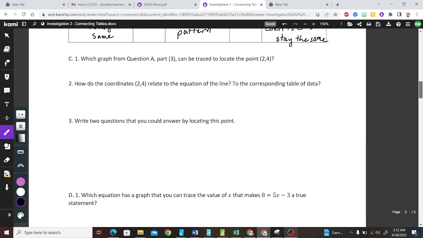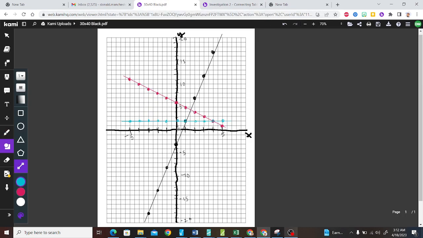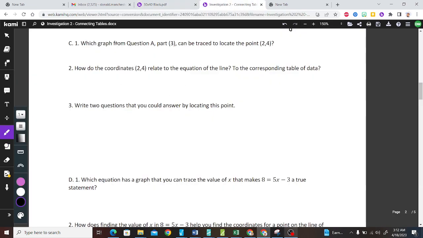Okay, changing ideas. Which graph from question A, part 3, can be traced to locate the point 2, 4? So let's go back here. 2, 4, there's 1, 2, up to 4, that's right here. That was the red line, the second line I graphed, and that red line was the equation for plan 2. So it was plan 2, which was y equals negative x plus 6.